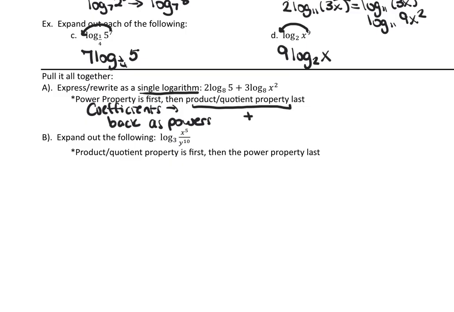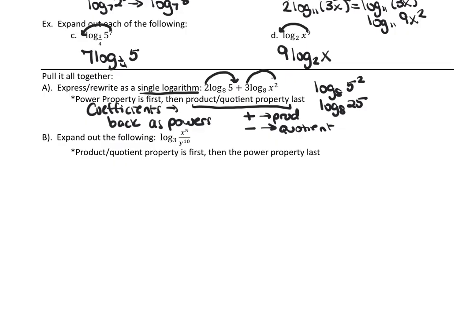So you're then looking, is it a plus? If so, it's the product. Is it a minus? If so, it's the quotient. So as we look at the example there, the first thing we're going to do is, I see a 2 out in front. That needs to come back as an exponent. So it's log base 8 of 5 squared, which, yes, you will have to either now or right away actually simplify. 5 squared is 25.